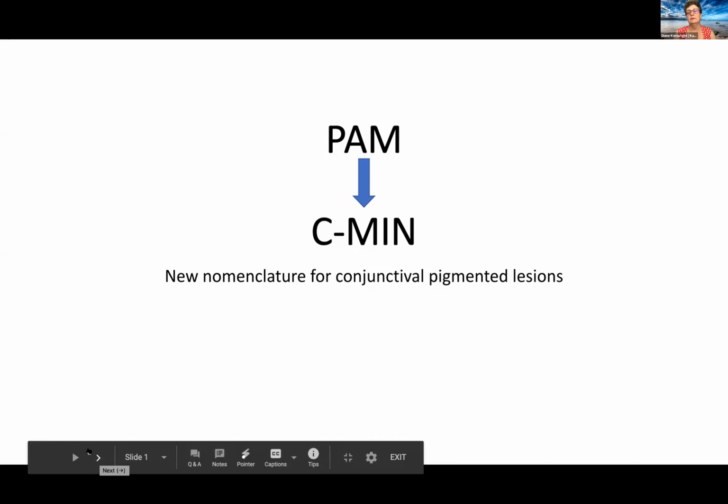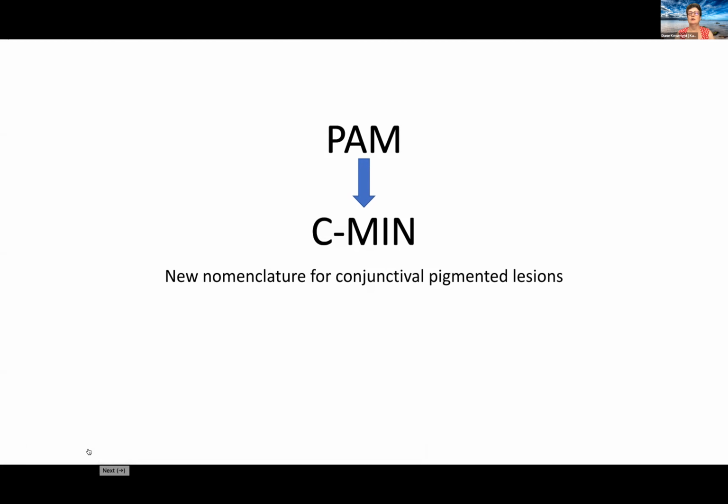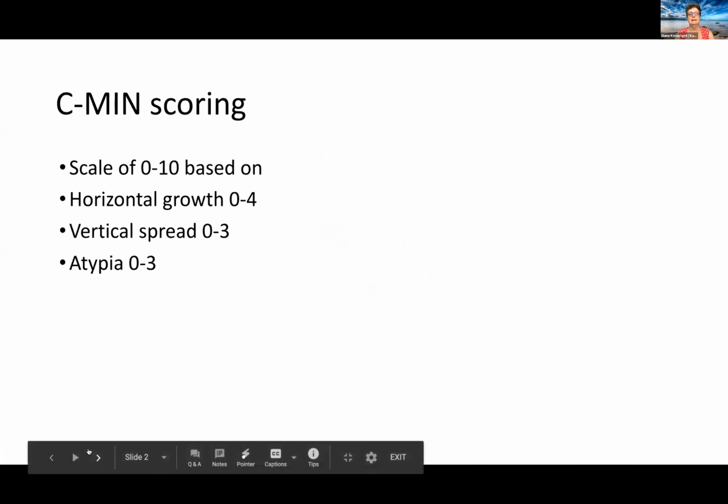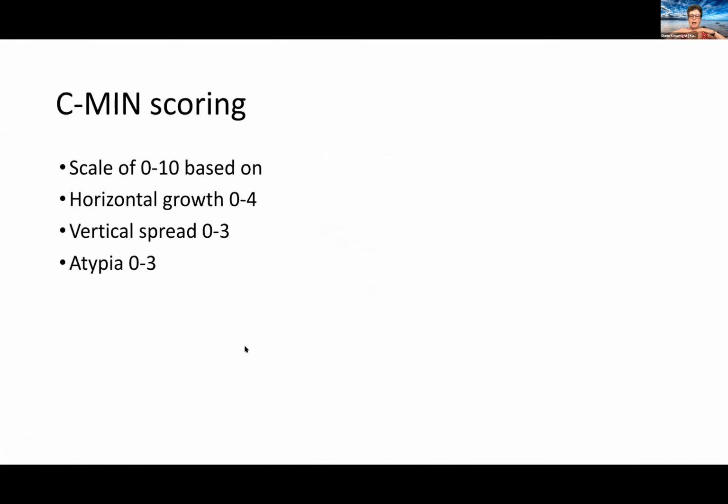Right, so conjunctival melanoma in situ neoplasia. Every proliferation of melanocytes in the conjunctiva gets a Seaman score, a conjunctival melanocytic in situ neoplasia score from 0 to 10. And if this is what we would call PAM without atypia, it would of course get a very low Seaman score, but they're all scored. And they're scored on 3 things: their horizontal growth, their vertical spread, and their atypia.